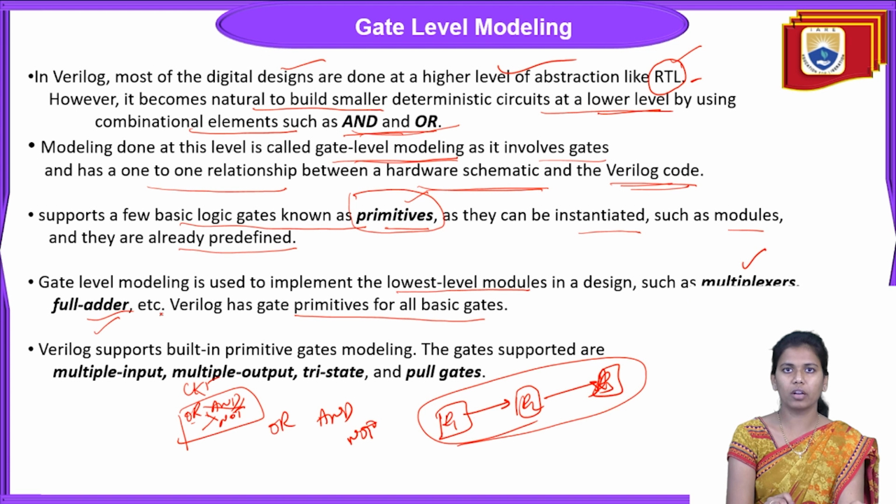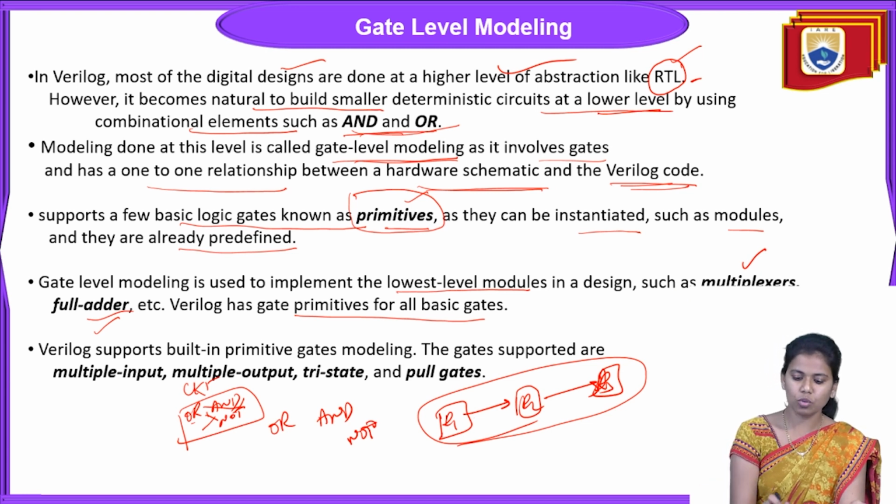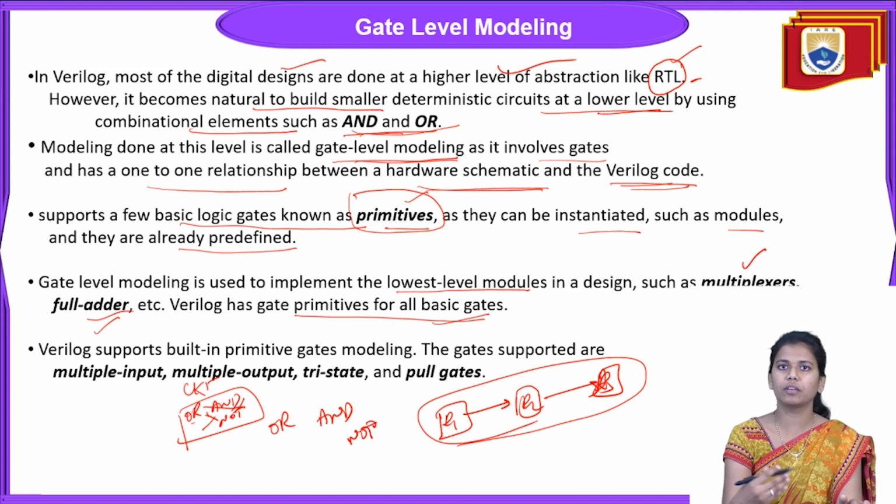So gate level modeling is used to implement the lowest level modules. These are the lowest level modules, that means very small modules that we can easily construct with the help of different gates. Verilog has gate primitives already present by default, all the basic gates are present in the Verilog library. By making use of all the gates, we will be constructing very small combinational circuits, that is multiplexers, full adders, half adders, decoders, encoders and so on.